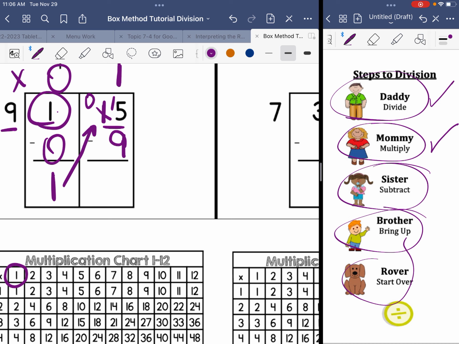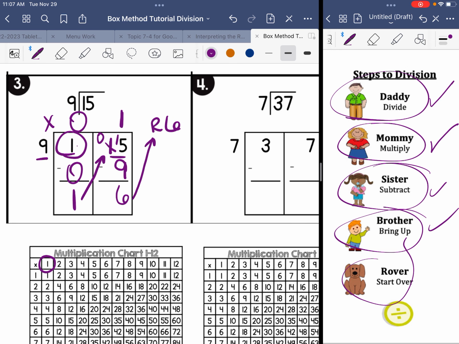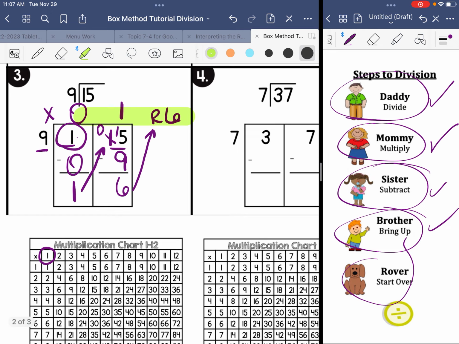15 minus 9. So I put 9 in my head. 9, 10, 11, 12, 13, 14, 15. I count on to 15, I get 6. So then I do brother bring up. I did subtract. I have remainder 6. So my answer is 1 remainder 6.